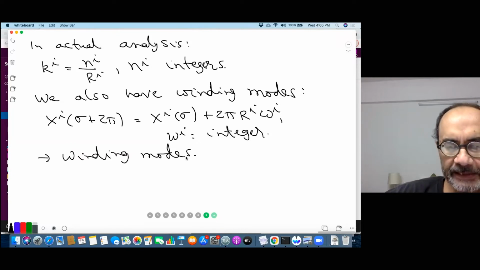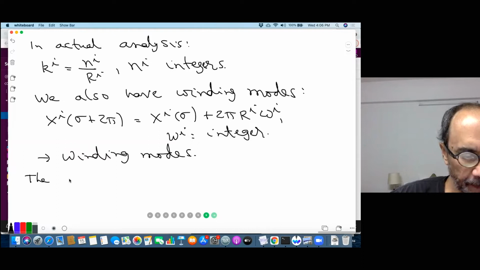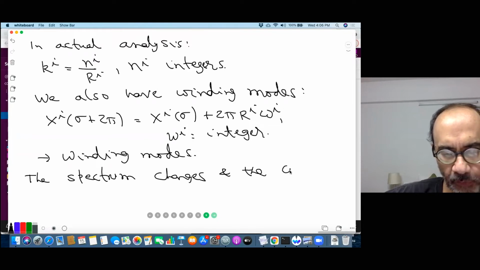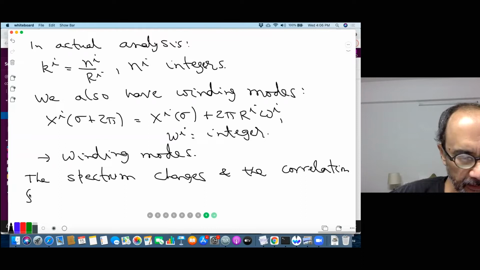So these are additional states of the string which also must be included in the spectrum. So effectively what happens is that the spectrum changes, and the interaction and the correlation functions change. But we still have a CFT.